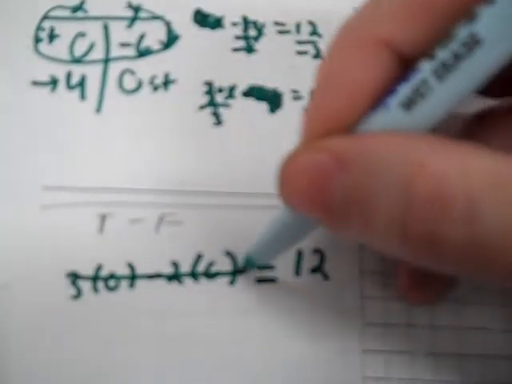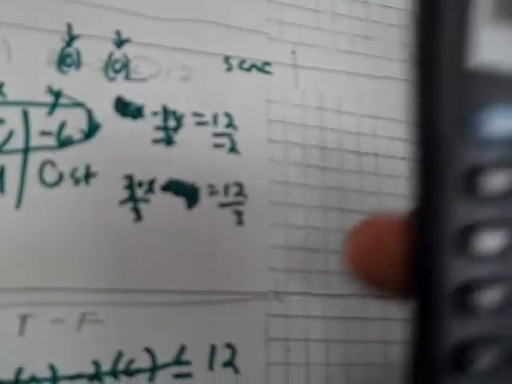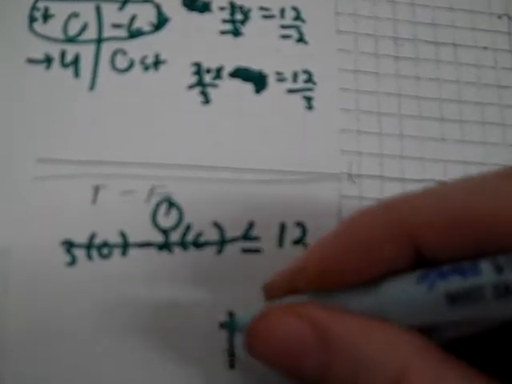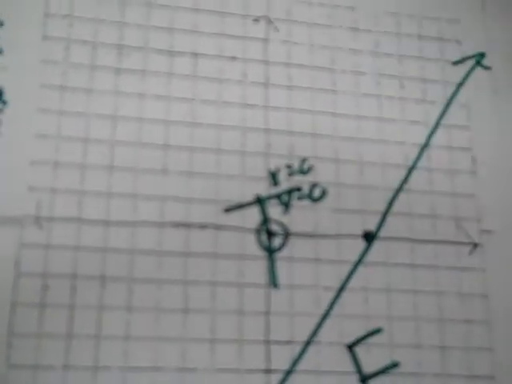Okay, so cross that out. So 3 times 0 minus 2 times 0, I got 0. Okay, 0 is the smaller number, and the nose points towards it, so that is true. So true and false. Okay, let's keep going. Go back.